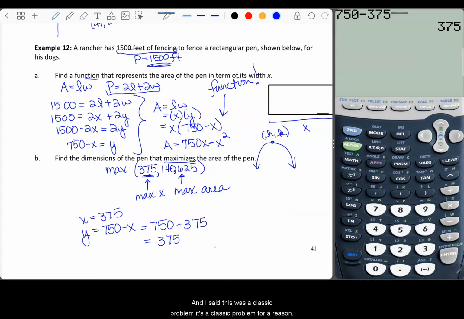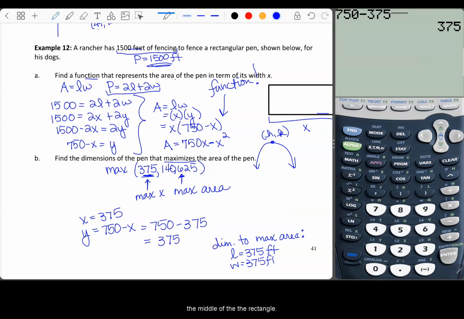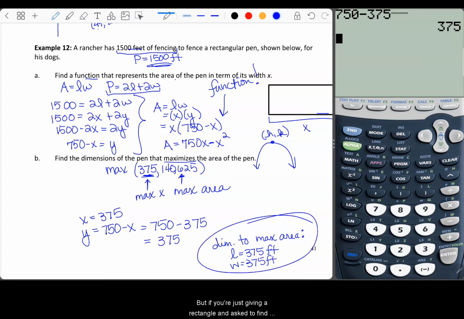And I said this was a classic problem. It's a classic problem for a reason: when you're just given a rectangle without any constraints, like sometimes the problem is given where it's built on the side of a barn, and sometimes where there's an extra section of fence in the middle of the rectangle. But if you're just given a rectangle and asked to find the dimensions to get the maximum area, it will always work out to be a square. And you notice the dimensions for the maximum area on this one, length and width, are both 375 feet.